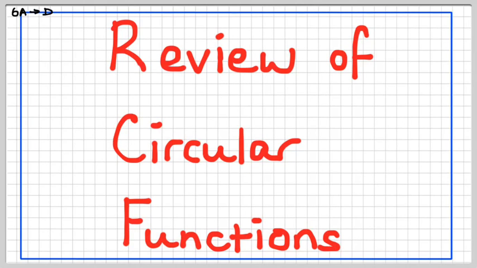Hi guys, let's have a review of circular functions. A bit of an introductory melting pot into what you should know about circular functions, but we're just going to make sure you know it before we continue on down the road of circular functions any further. So the first thing we should deal with here is radian measure.